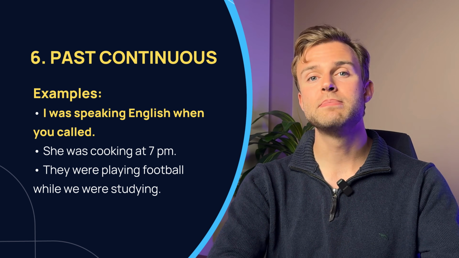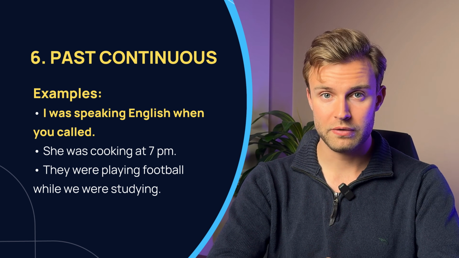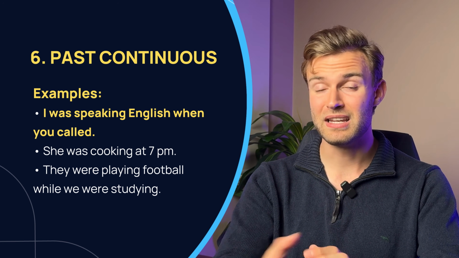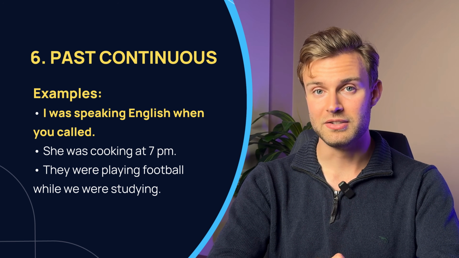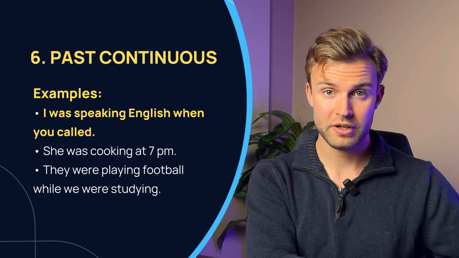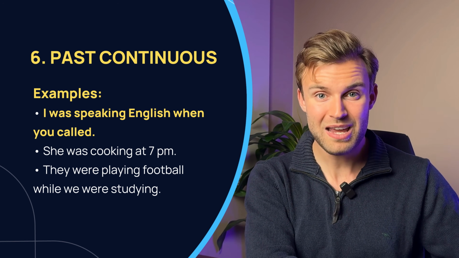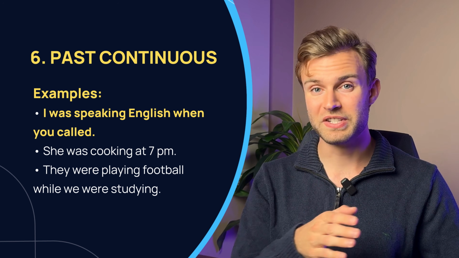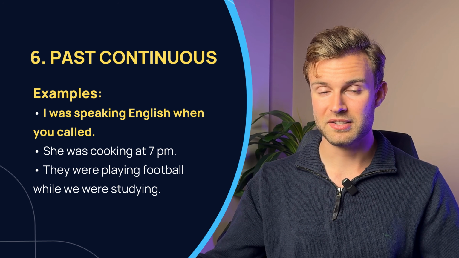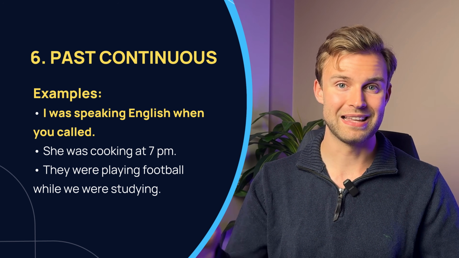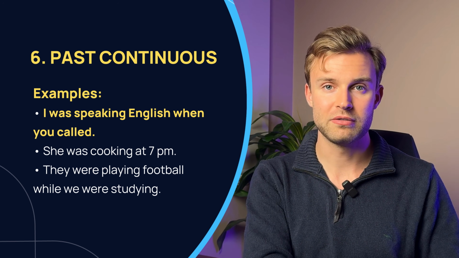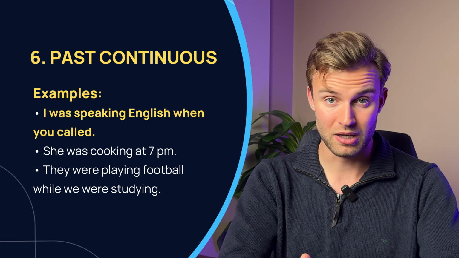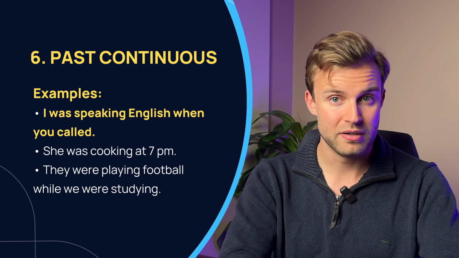For example, I was speaking English when you called. Called is in the past simple and was speaking is in the past continuous. Now, called happened at a specific time in the past, right? When you called, that's a specific moment. I was speaking is an action that was happening at the same time as another action. I was speaking English when you called. This is a classic example of an interrupted action.